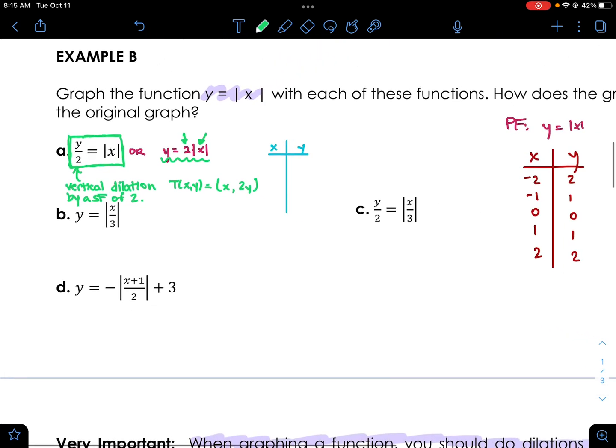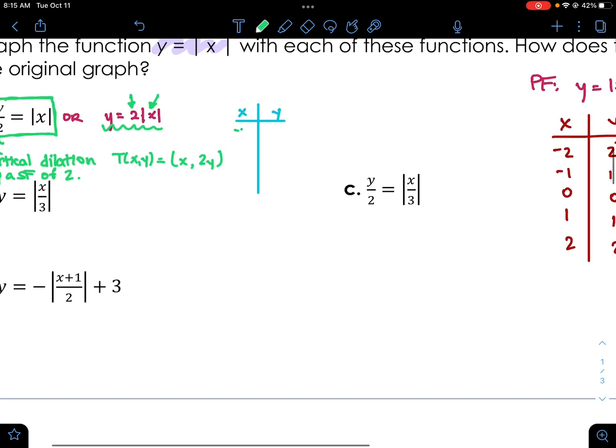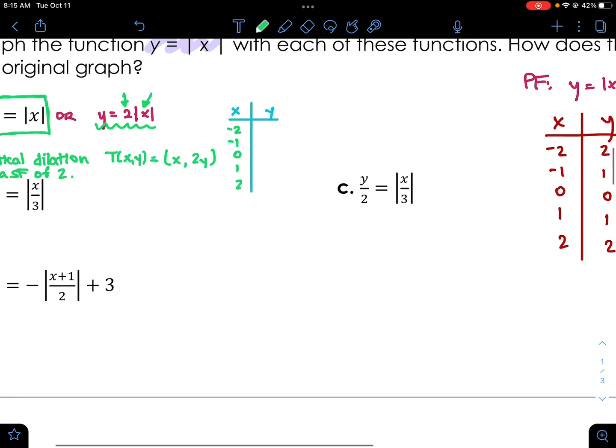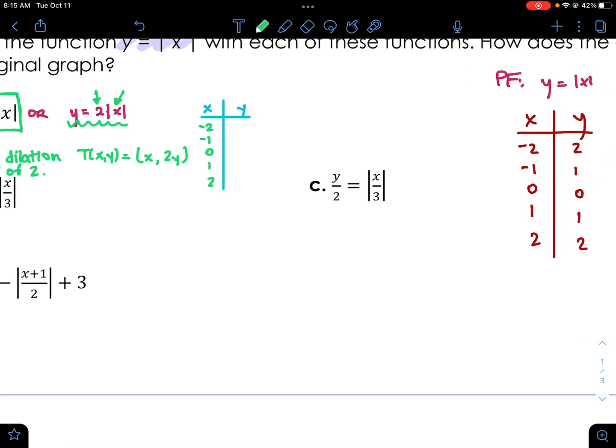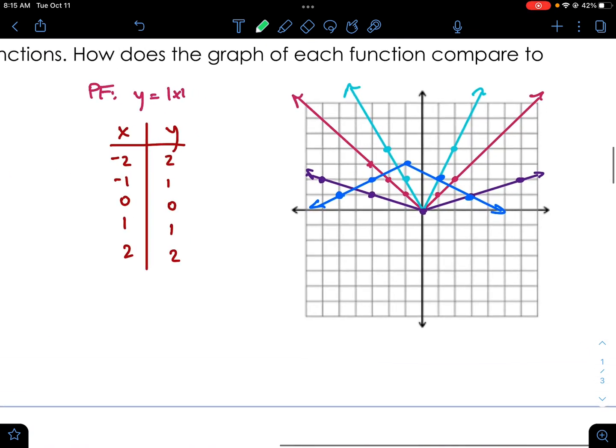So again, if we were going to graph this, our x values would stay the same. So we'd have -2, -1, 0, 1, 2. But then our y values would be multiplied by 2. So you'd have 4, 2, 0, 2, and 4. And so that would produce this blue graph right here. This blue graph is y divided by 2 equals the absolute value of x.